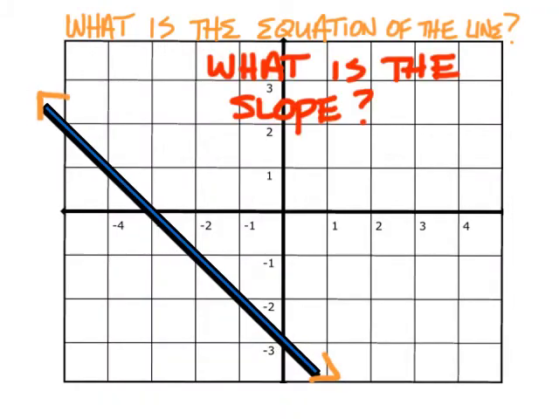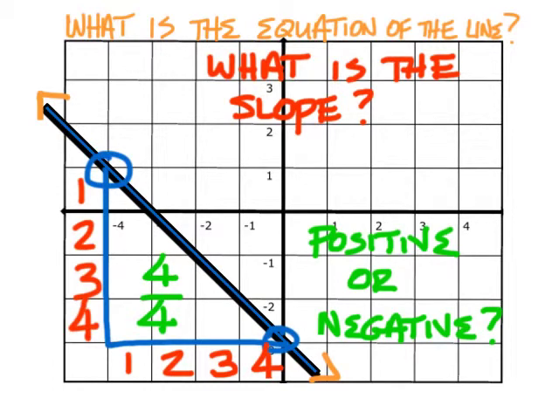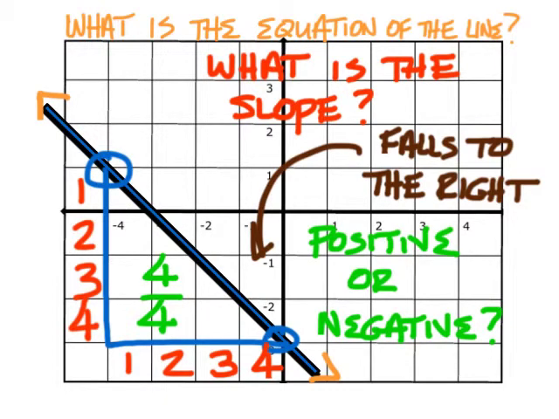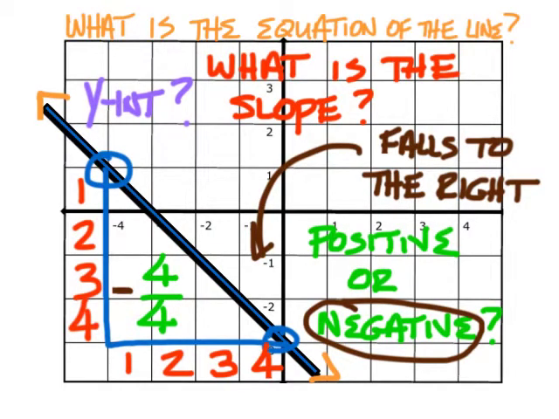Example problem number 4. What is the equation of the line? First of all, you have to find the slope. There are 2 points that are on that line that intersect grids like this. Create a triangle. Now, what is the slope of that line? Because you have 4 blocks down the left and you have 4 on the underneath, that's 4 over 4. But is it positive or negative? It is falling to the right. Therefore, it is negative. Simplify the slope of negative 4 over 4 to negative 1.